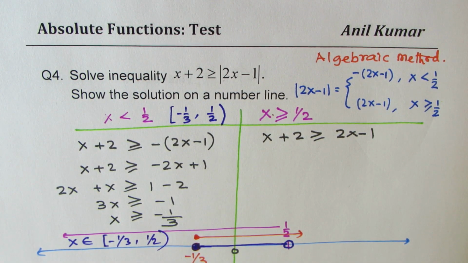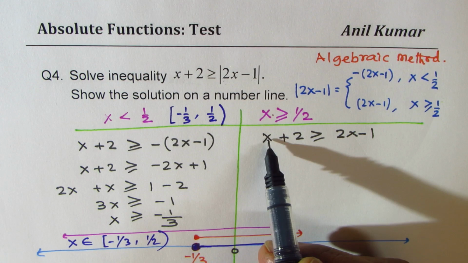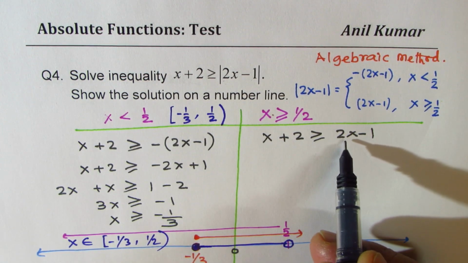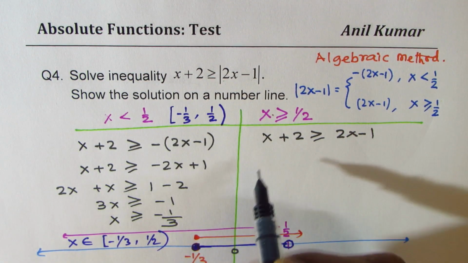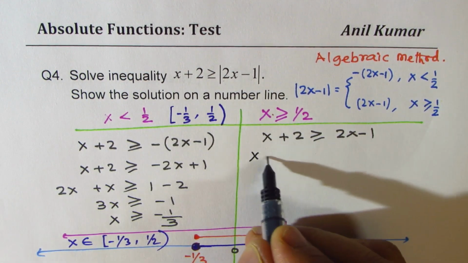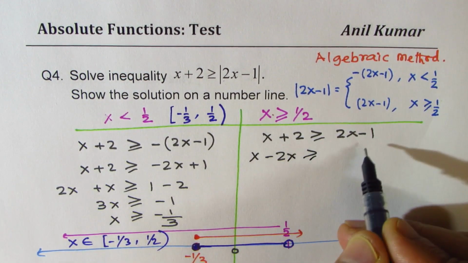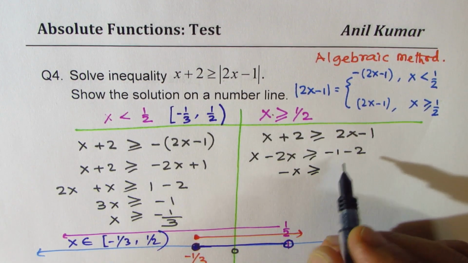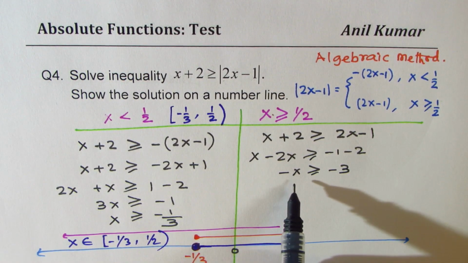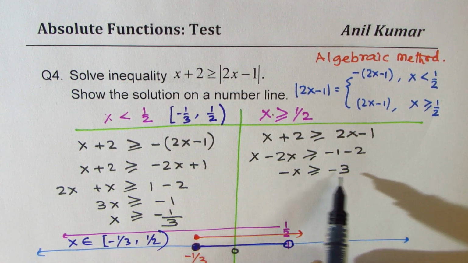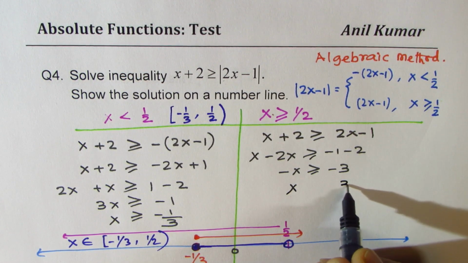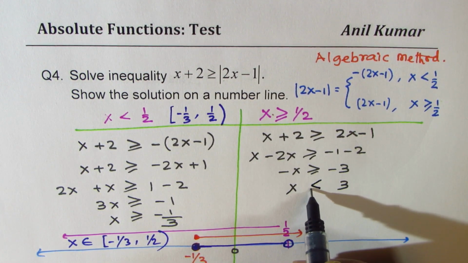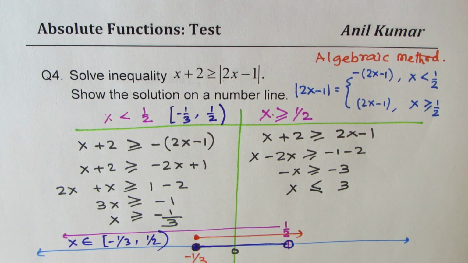Perfect? Now you need to solve the right side to get a complete solution. So here, let's bring x to the right side. Since I don't want to make it negative, or let's bring it to this side. Okay, we'll do as we did here. Bringing minus 2x and taking plus 2 to that side, we get minus x is greater than or equal to minus 3. Now we are interested in x, so we'll multiply with a negative sign. So that becomes x, this becomes 3, and the sign reverses. That becomes the solution, correct?